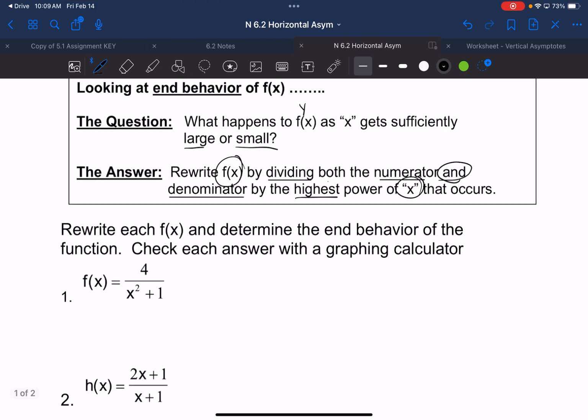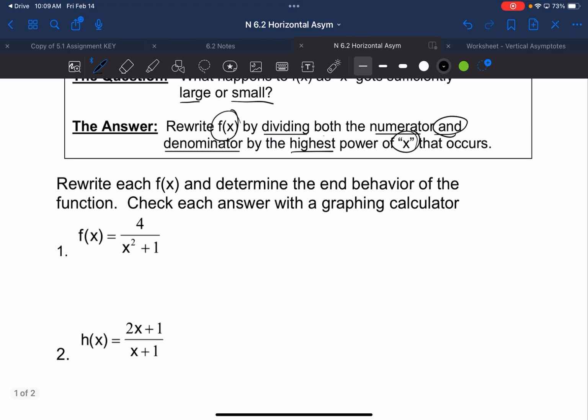So let's see here. We're going to do that for example 1 and see what happens, and we'll do it for example 2 as well. So it says we're going to rewrite the whole function dividing both this top part and this bottom part by the biggest exponent we see. Well, what's the biggest exponent in this equation? The x squared, okay? So I'm supposed to divide both the top and the bottom by that. So I would rewrite this as the top divided by x squared over everything in the bottom divided by x squared.